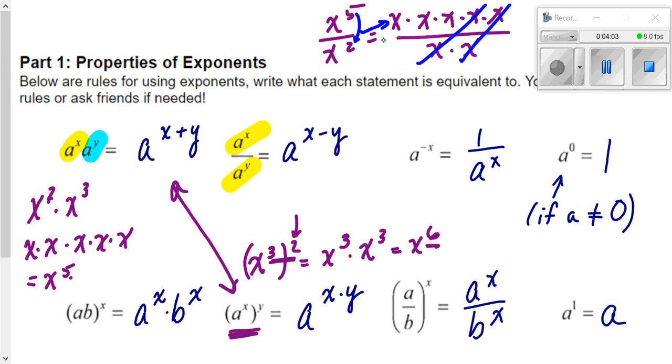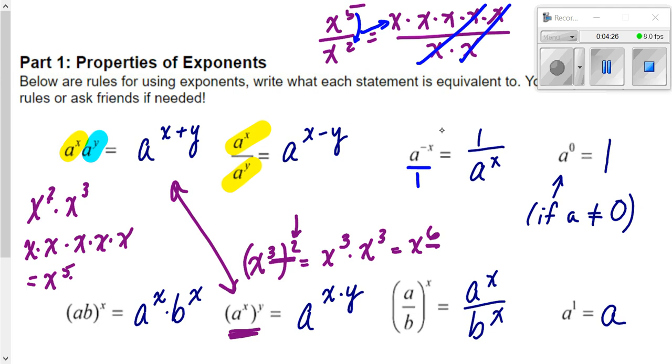Okay, a negative exponent switches things upstairs and downstairs. So if I have a to the negative something in a numerator, which this is, then it is without that negative sign, but in the denominator. Understand it's the exponent that is changing sign, not the whole shebang. Okay, a to the 0 is 1 as long as your base isn't 0.